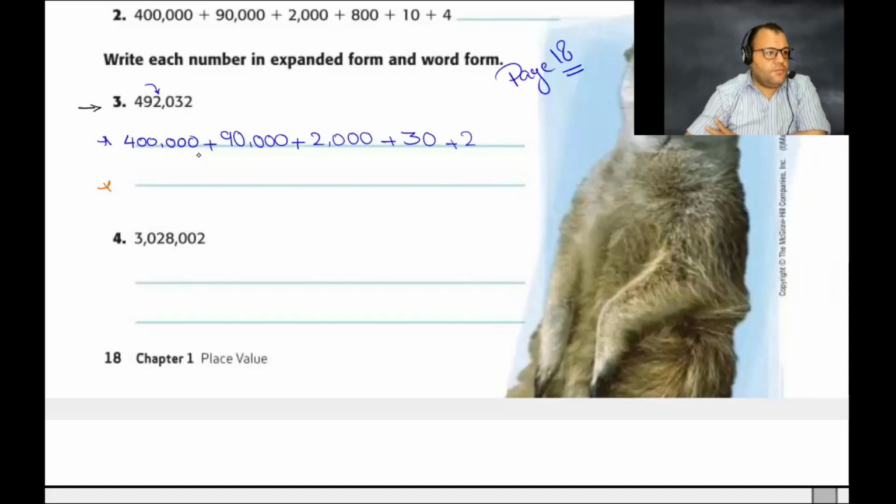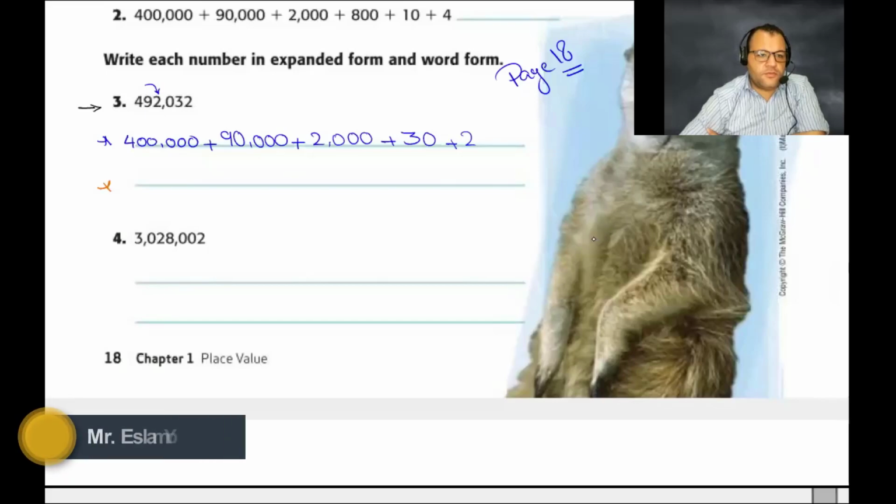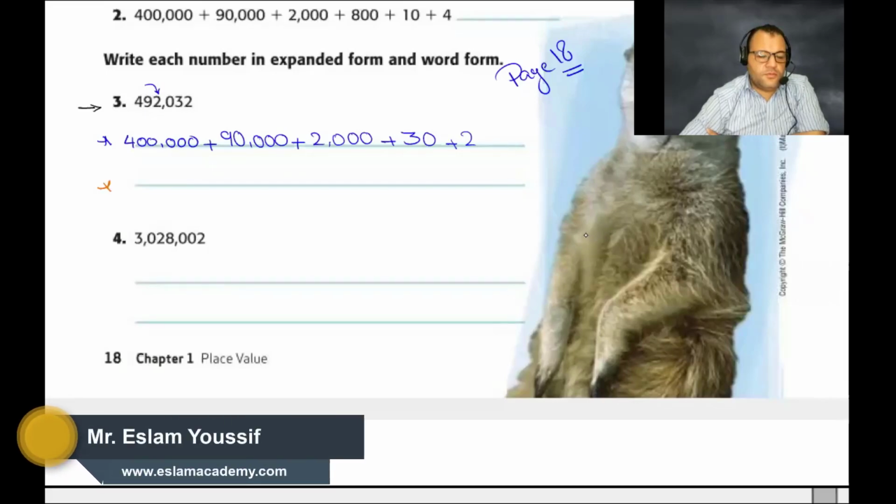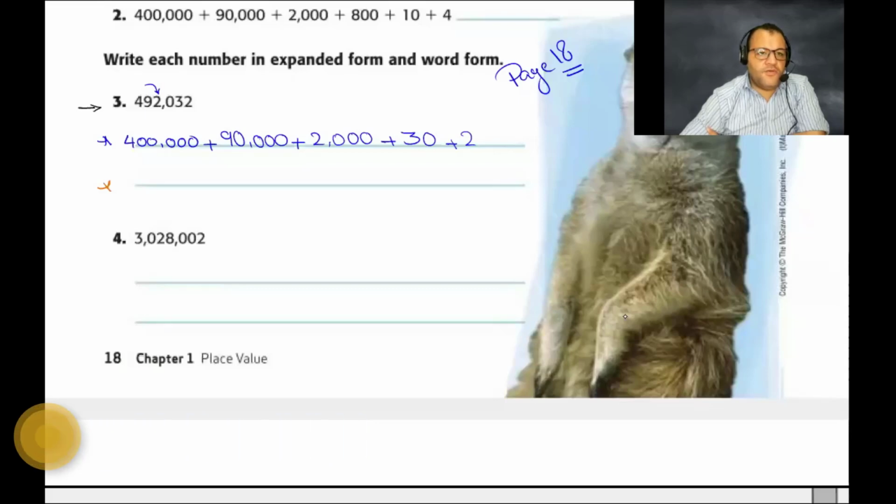Teacher, which number? I already finished page 18. I'm solving now in page 18. So I need the answer in word form. I'm solving question number 3: 492,032. 90, not 19. 92,000 and 32.